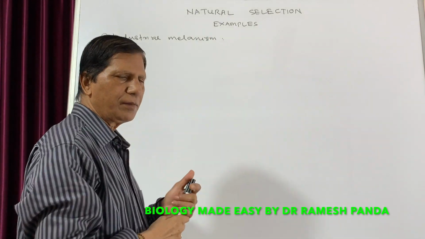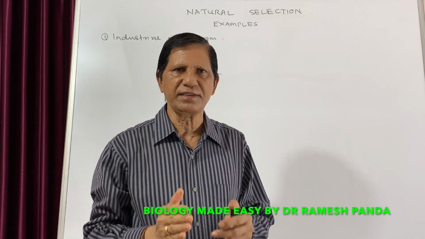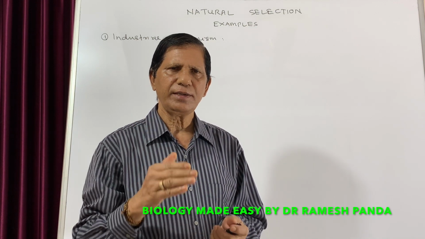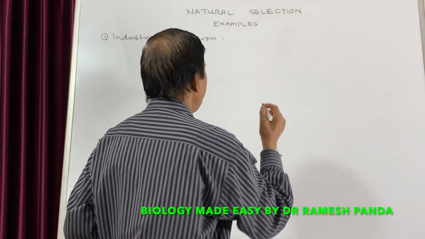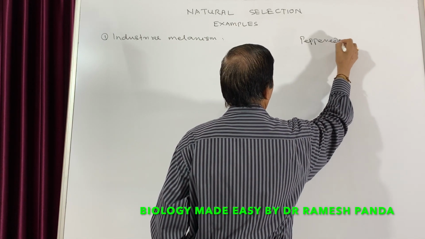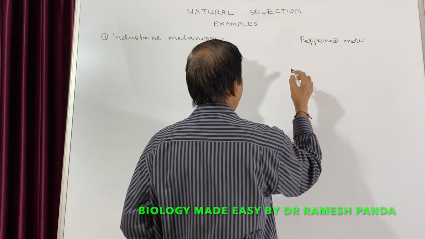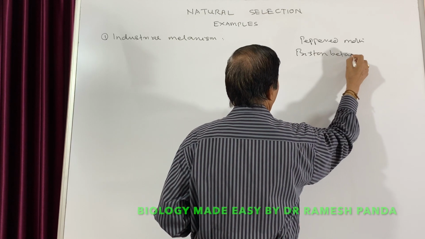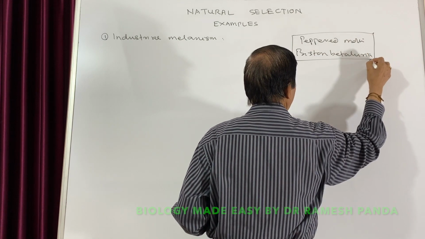Now this is one of the very good examples to show how nature has selected a particular type of species over another. And one of the very best examples in industrial melanism is the peppered moth. The zoological name is Biston betularia. So this is the example.